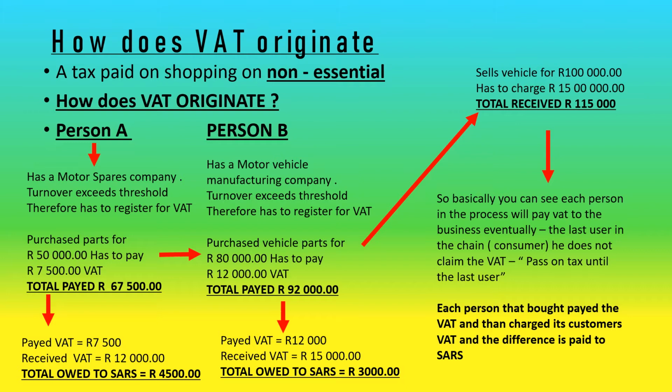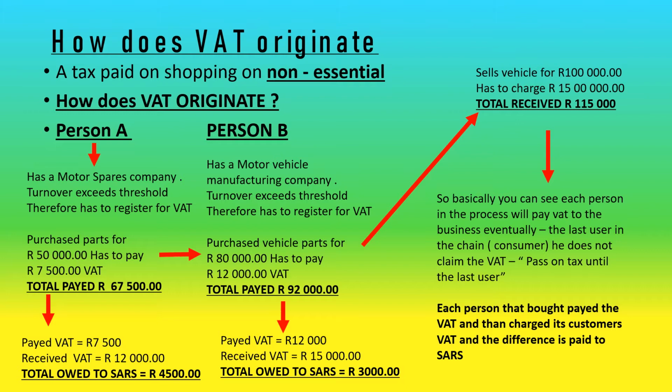So here I've used an example of person A. So let's say, for instance, person A has a motor spares company. Their turnover exceeds the threshold, which means their sales reach a certain amount, and therefore they are required by law to register for VAT. So now they've registered for VAT.